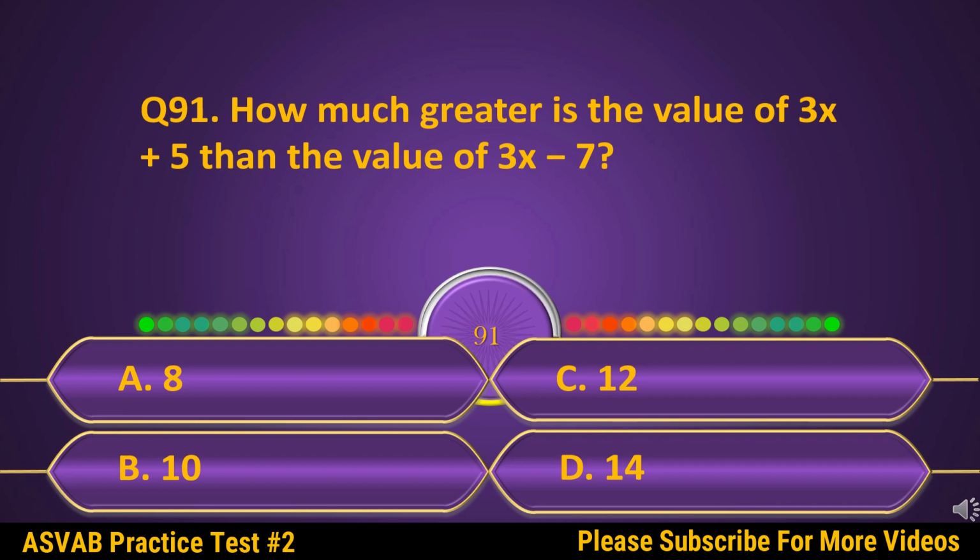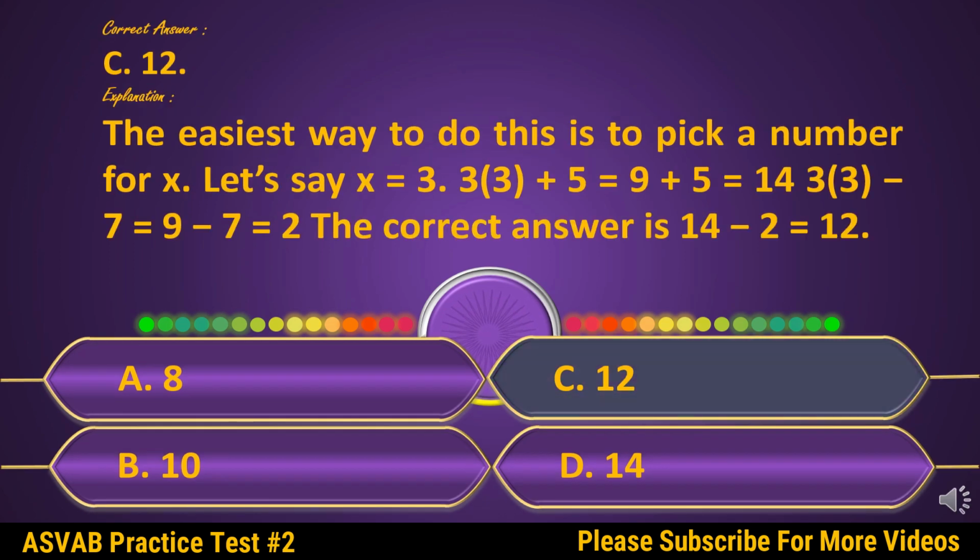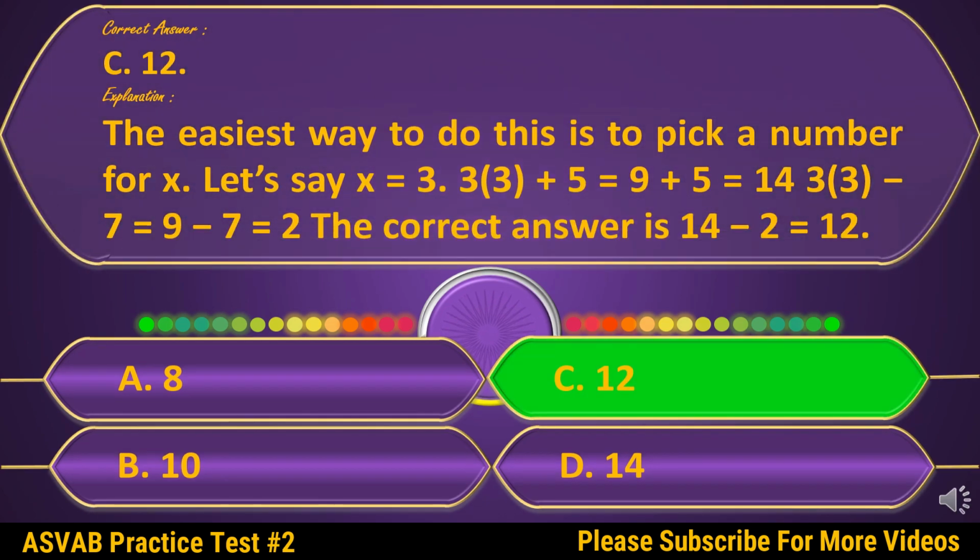Question number 91. How much greater is the value of 3x + 5 than the value of 3x - 7? And the options are A, 8, B, 10, C, 12, or the option D, 14. And the correct answer is option C, 12.